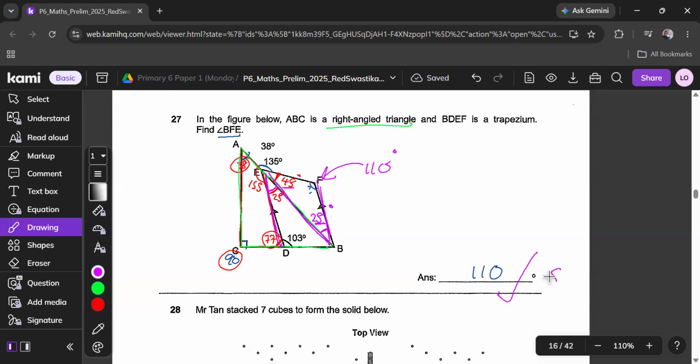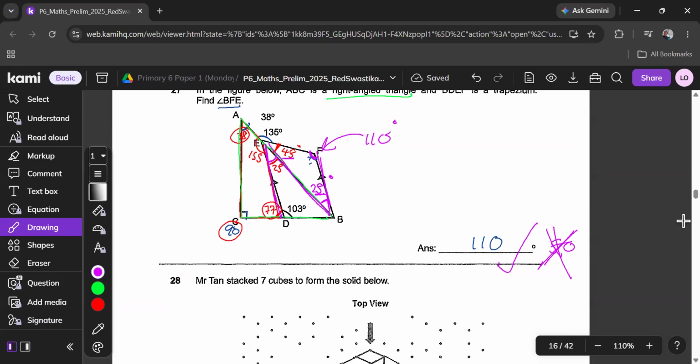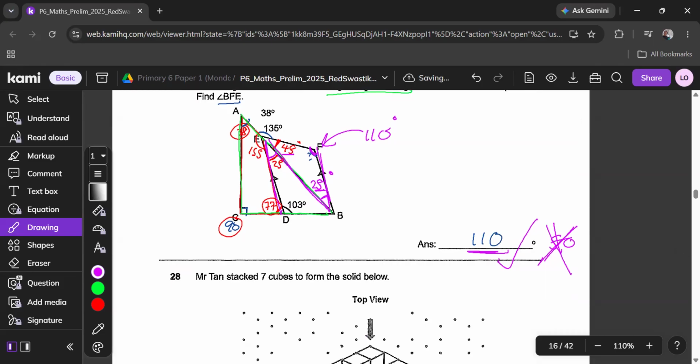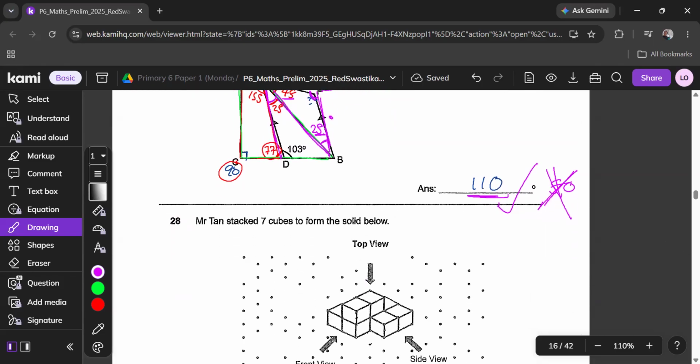If you put your answer as 50, you must know that your answer is wrong because the angle is so big. This is an obtuse angle. It cannot be 50. Your answer must be more than 90. So you must be able to know how to check your answer smartly. Okay? All right, so that's your answer, 110. Any question? Okay, let's move on to question 28.